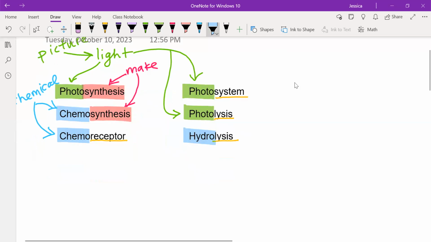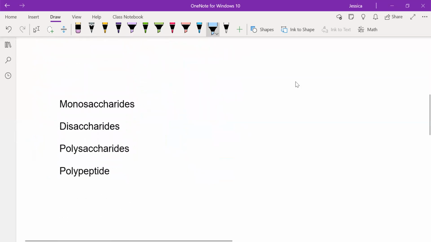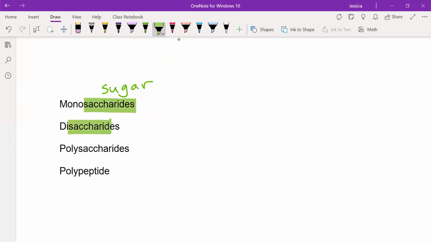And of course, I wouldn't use all six of these words right at the same time, but there might be a lesson in Bio 20 where we would be using multiple of these prefixes within one lesson, like mono, di, poly, and saccharide. The ending saccharide is referring to sugar. So then anytime they're looking at saccharide as a suffix, as an ending, they know that it has something to do with the sugars that we've been learning about.